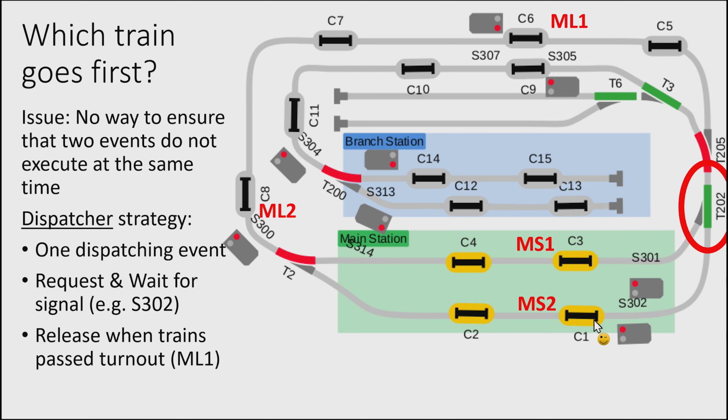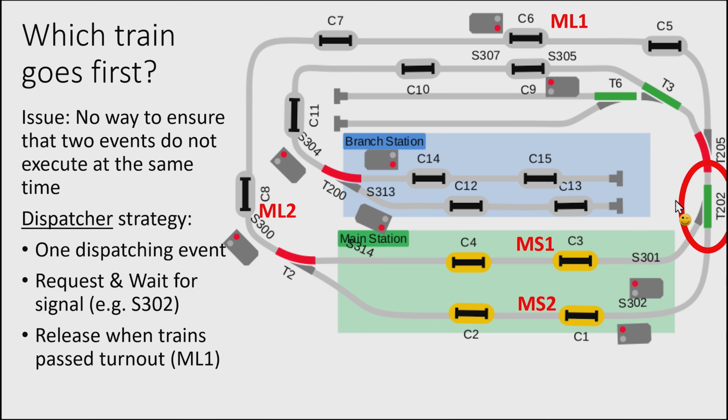And I tried a lot of different ways, from if statements, macros, to triggers, to control contacts, and so on. I did not come up with a good, safe way to do this. So I went the other way and did a dispatcher strategy. The idea is there's only one event at all times that decides whether it is MS1 or MS2 that goes through the interlock area out here, so the turnouts.